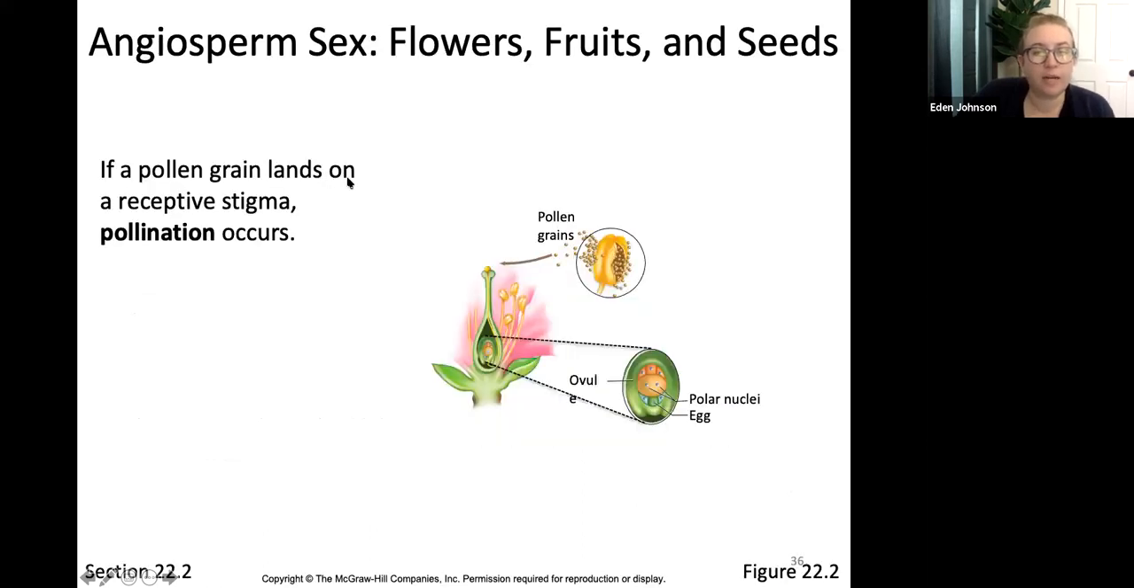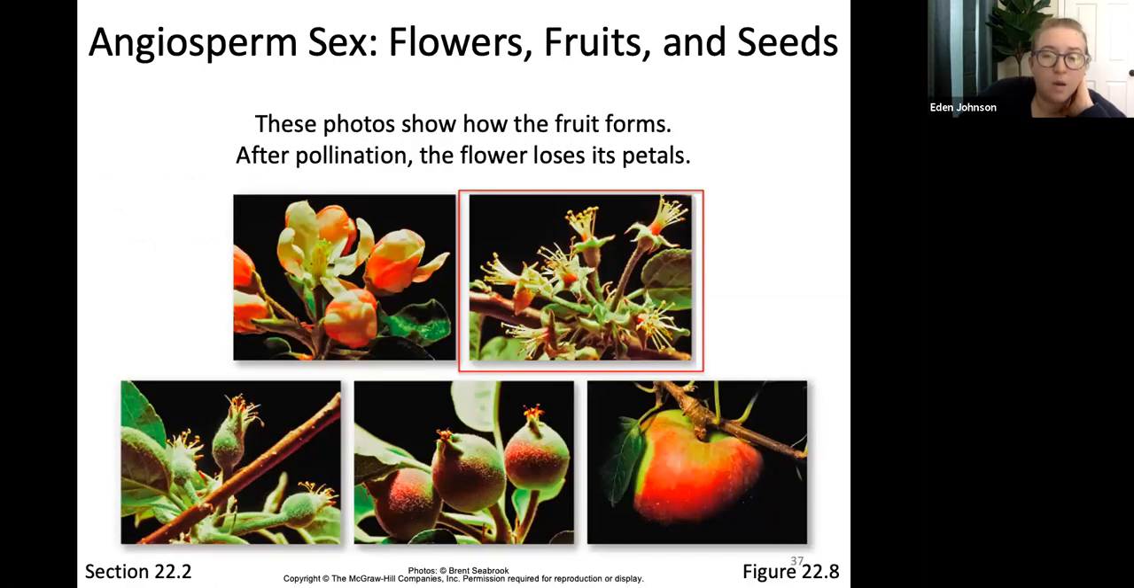Okay, if a pollen grain lands on a receptive stigma, which if you remember, you had the ovule within the ovary down here, you had this long style, and then at the top of the style, you had that little nub, that was the stigma. If pollen lands on the stigma, it moves down the style, and you're going to have pollination. So pollination is going to be how you end up with fruits.